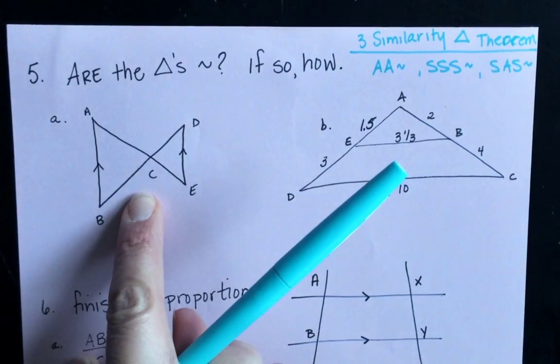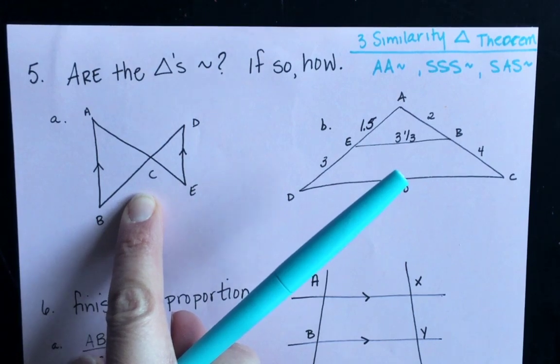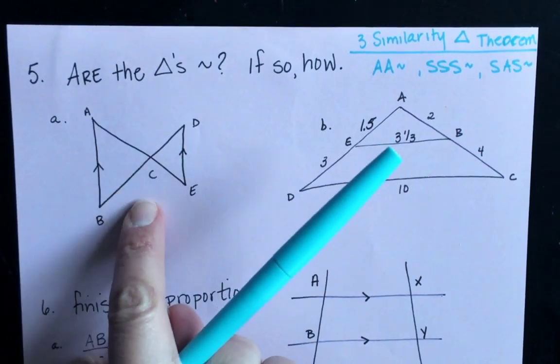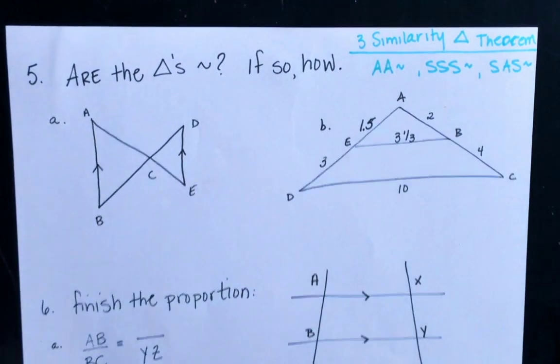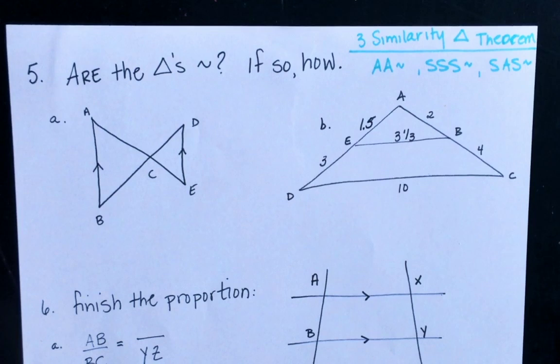So in part A, when I look at this, do we want to say this is a yes or a no, and if so, how? Well, you tell me, is it yes or no? And for that matter, if anybody wants to jump in and tell me what part B is, if it's yes or no, and then tell me how.